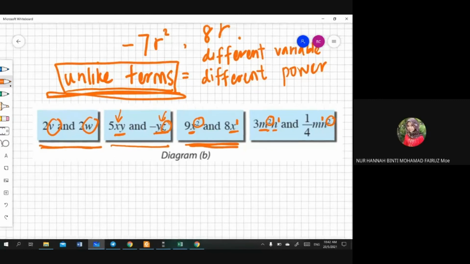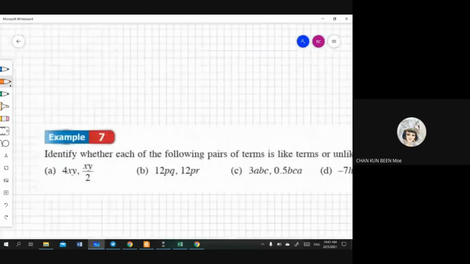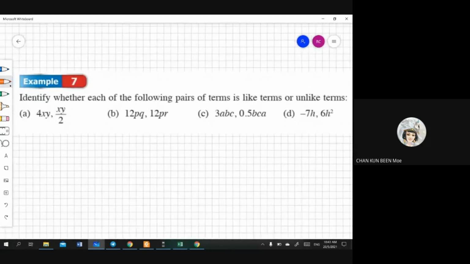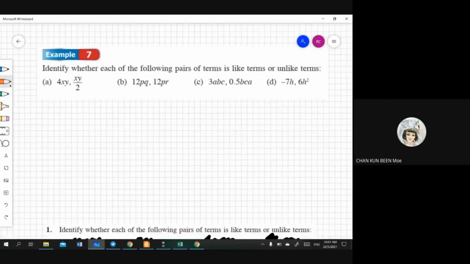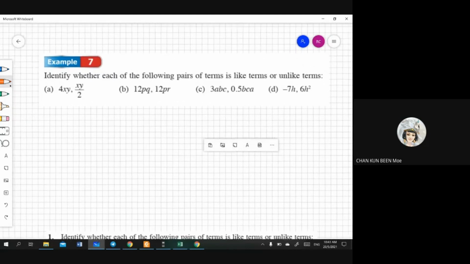Yes, so we continue with the example. Timothy, get ready to answer the question. Just now you went to the restroom. So look at example 7 over here. Identify whether each of the following pairs of terms is like terms or unlike terms.